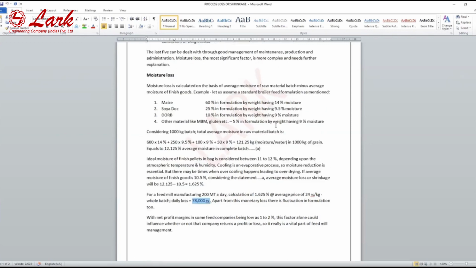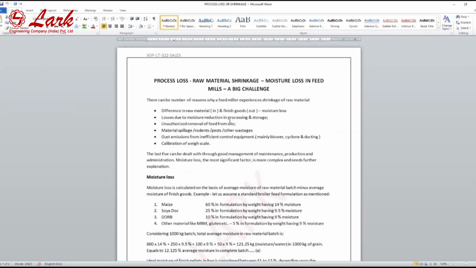So ये एक बहुत मेन पॉइंट है जिसको हम डिस्कस कर सकते हैं. In detail we can share the documents that what are the other check points that help to reduce the shrinkage in the feed mills. So that's all with my today presentation. If there is any questions, we can have a small discussion.